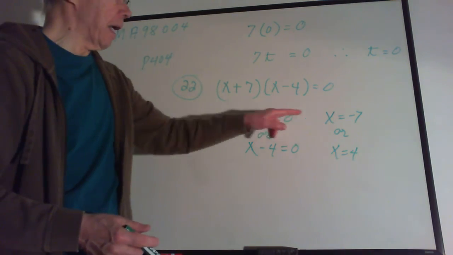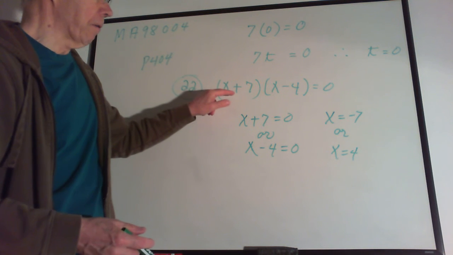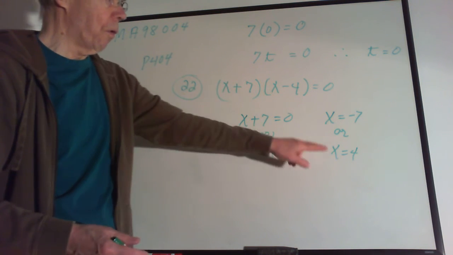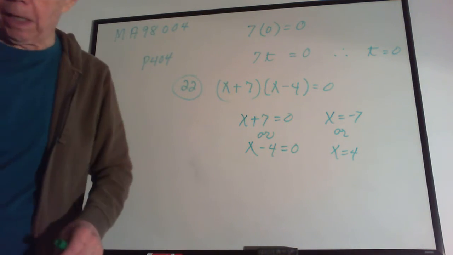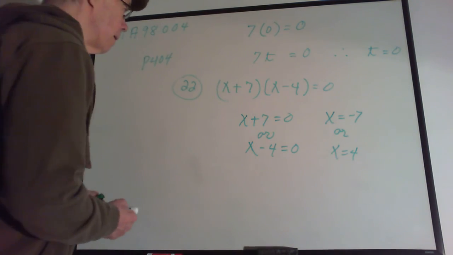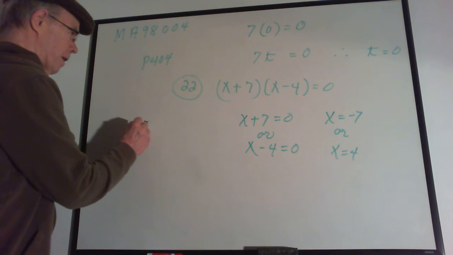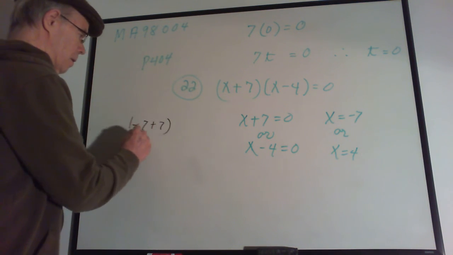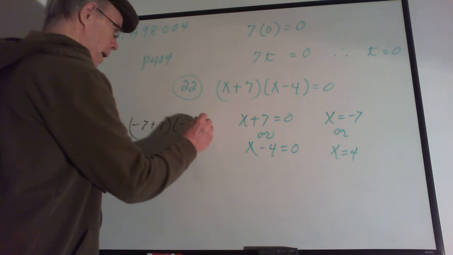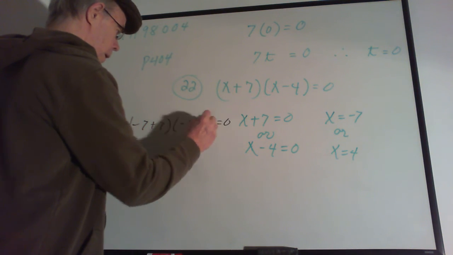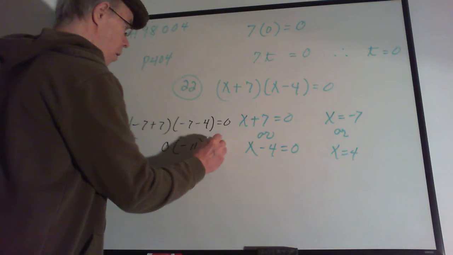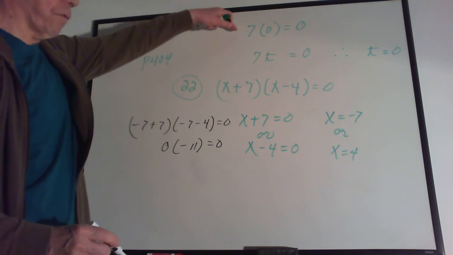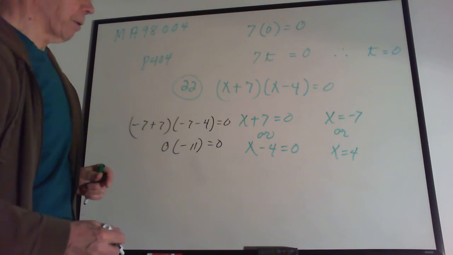Either x is -7, which makes this 0, or x is equal to 4, which makes that 0. So if I would have substituted in, I would have -7 plus 7, -7 minus 4 equals 0. I would have 0 times -11, which is 0. By definition from arithmetic, any number times 0 is 0.